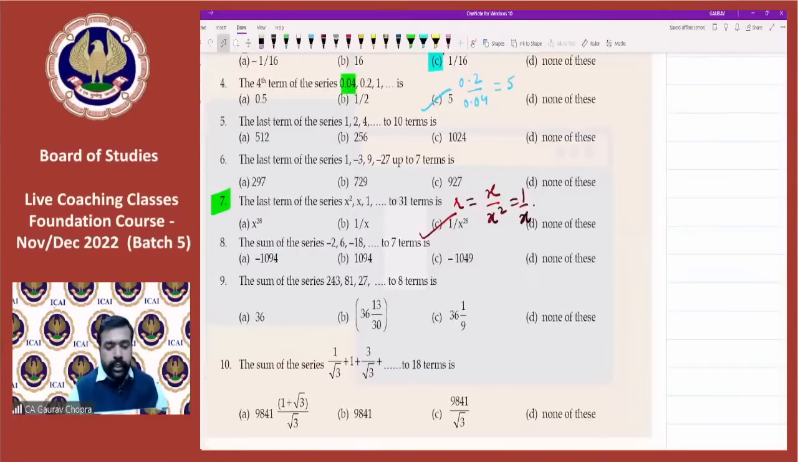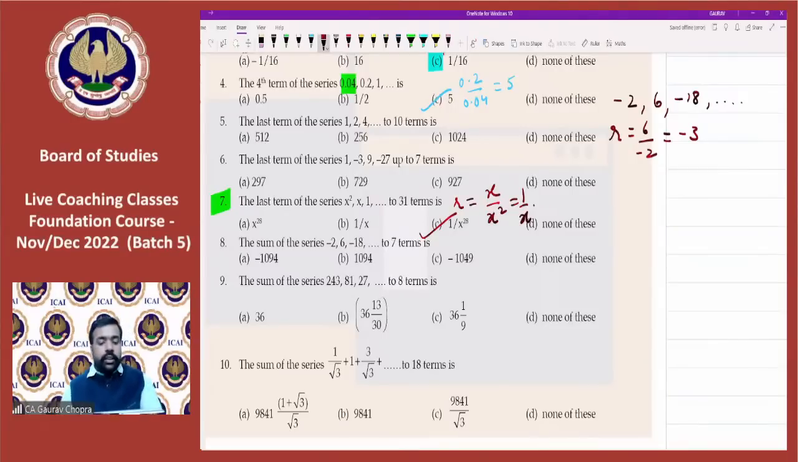So question number 8 is -2, then 6, -80, and so on. So what is the common ratio? 6 upon -2 is -3. So R is -3. And what about the first term? First term is -2. So these two values are available to us.